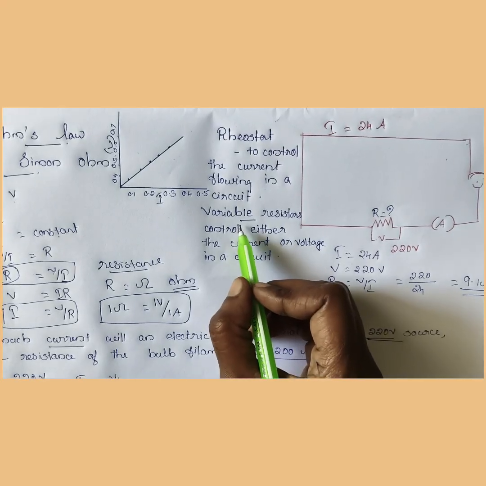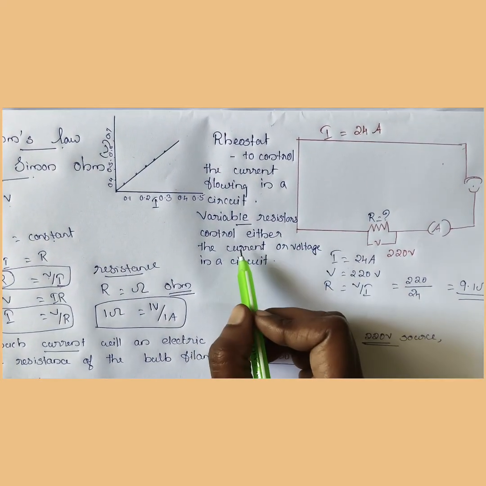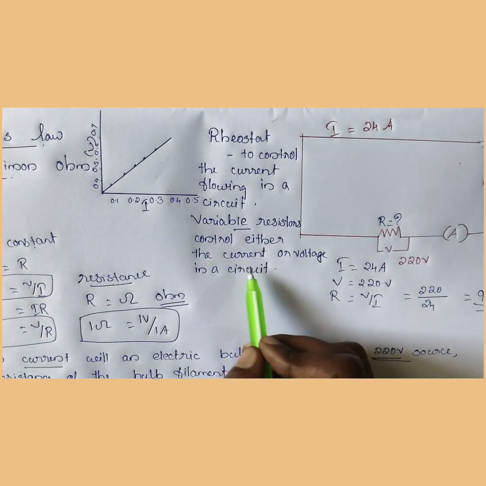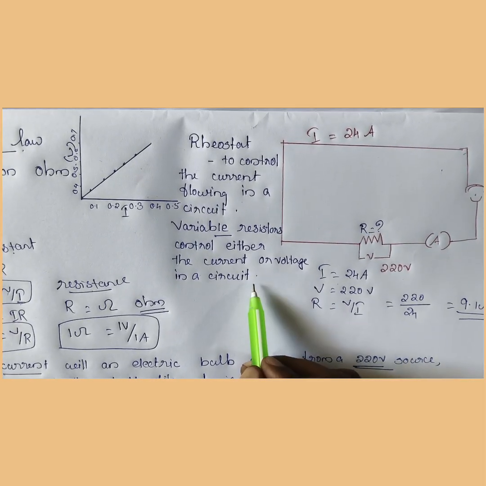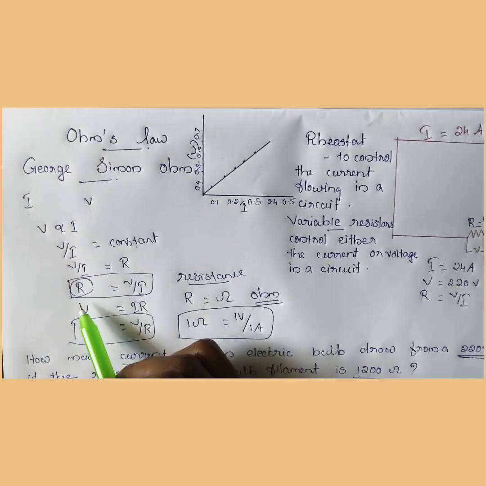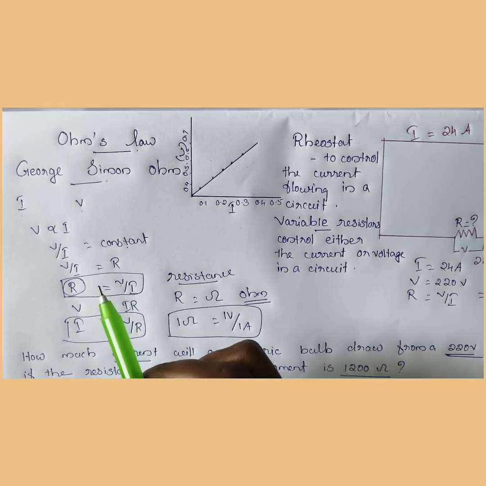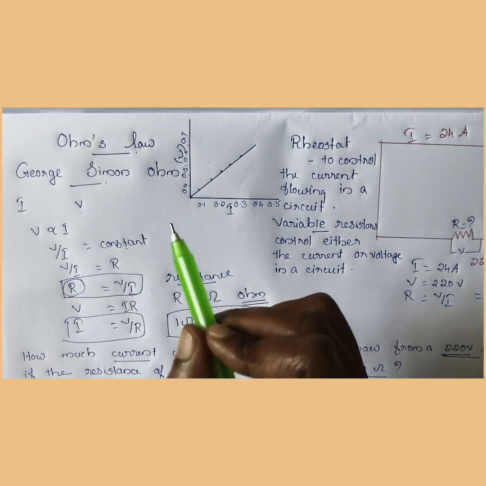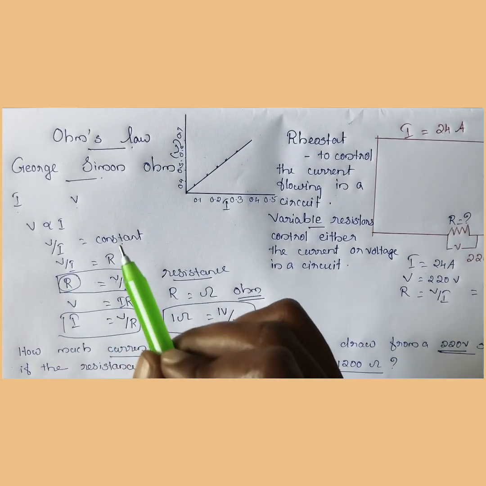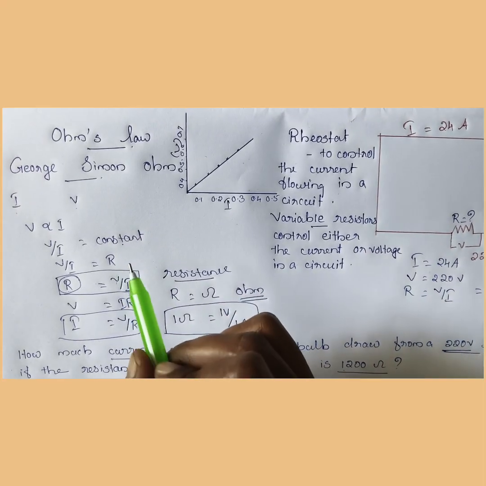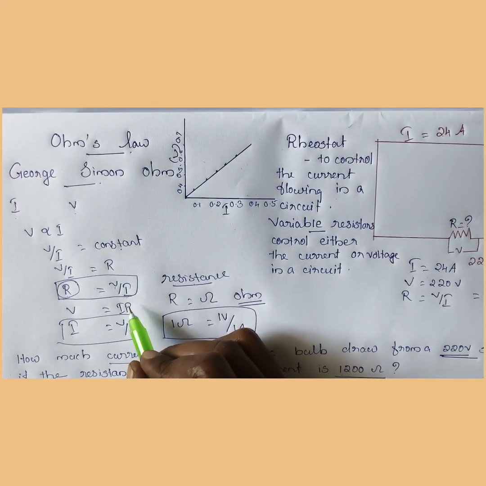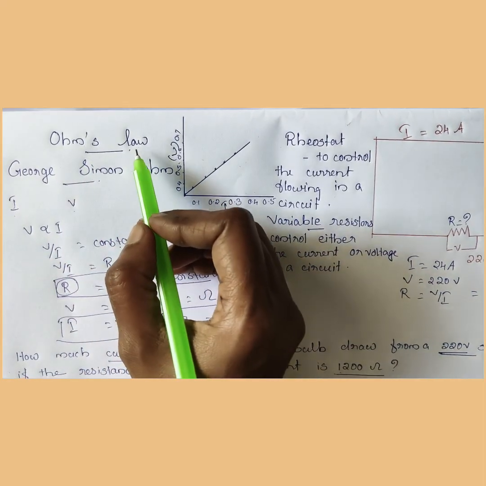Next you can see variable resistors. They are used to control either the current or voltage in a circuit. If the resistance is more in a conductor, you can say it is a bad conductor for electricity. So this you can understand about Ohm's Law. Thank you.